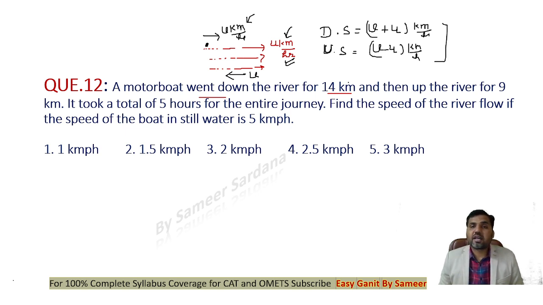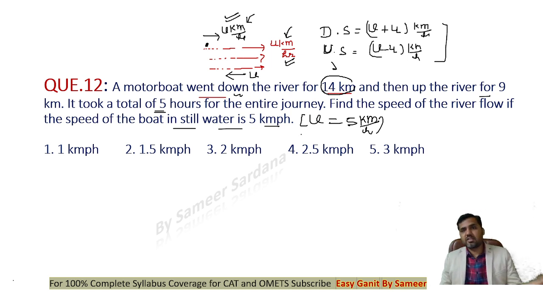Now in this question you can see that a motor went down the river, downstream, for 14 kilometers and then up the river for 9 kilometers. It took a total of 5 hours for the entire journey. Find the speed of the river flow if the speed of the boat in still water is 5. That means the value of v is given as 5 kilometers per hour, because that is the swimming speed in still water. And this is the water speed.